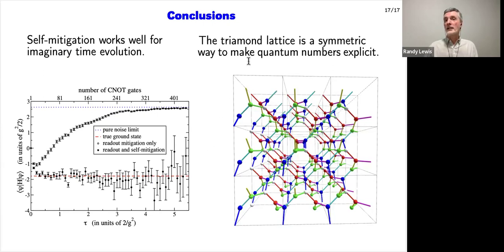And then on the right side, the triamond lattice, it has a high degree of symmetry. It's an easy way for you to do bookkeeping and keep track of what your quantum numbers are simply by drawing the picture and showing the J values. And perhaps it's an interesting option for going to larger three-dimensional lattices.